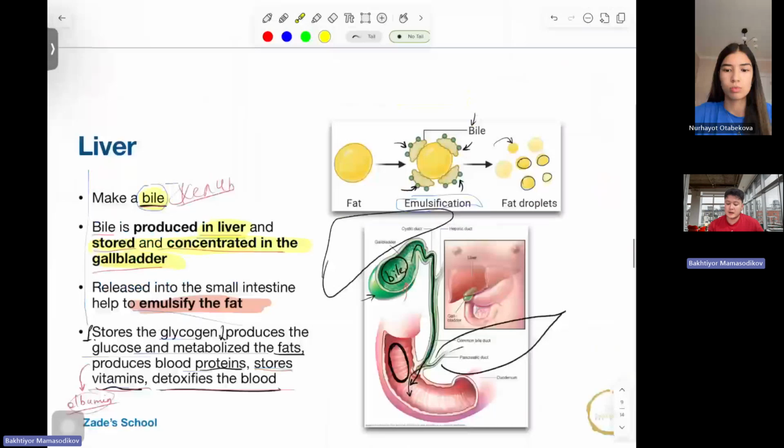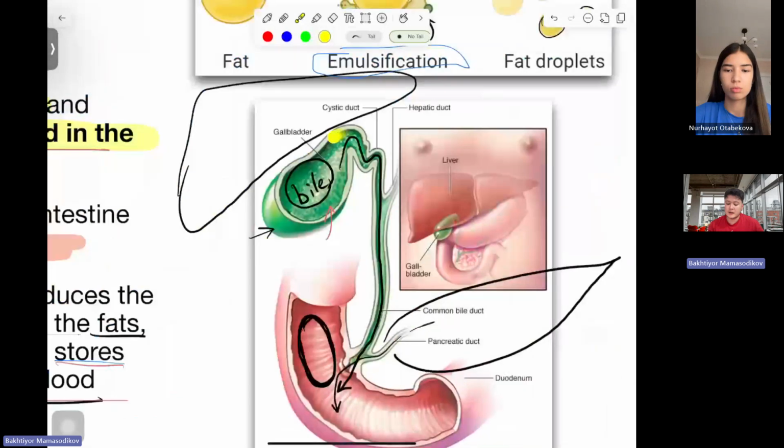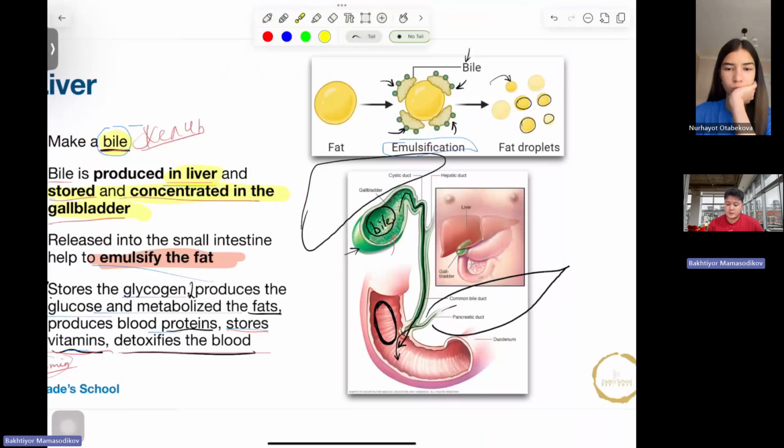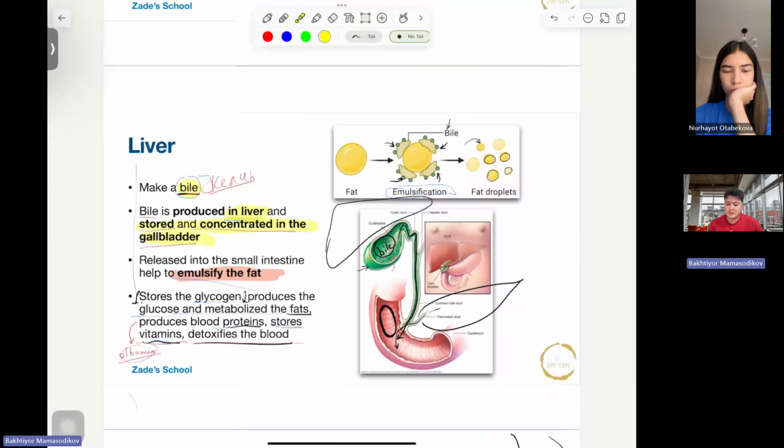How? As you can see, the bile is stored in the gallbladder. There is a liver which produces the bile, and the bile is stored in the gallbladder. This bile, you see, opens to the duodenum. The bile will be released and gets into the duodenal part, so from the gallbladder, and also many enzymes from the pancreas.